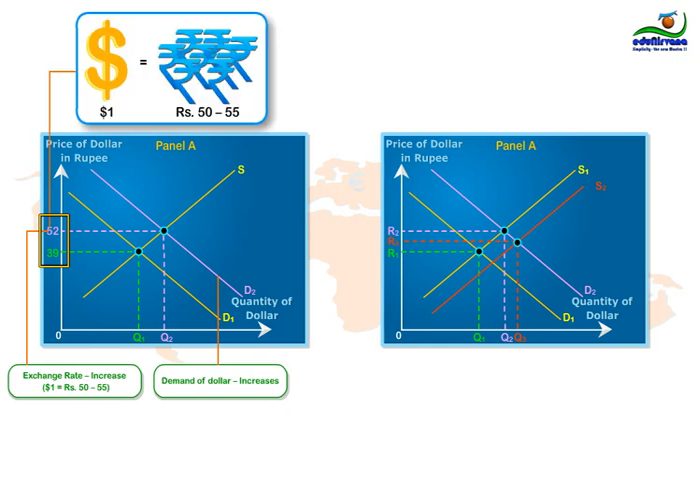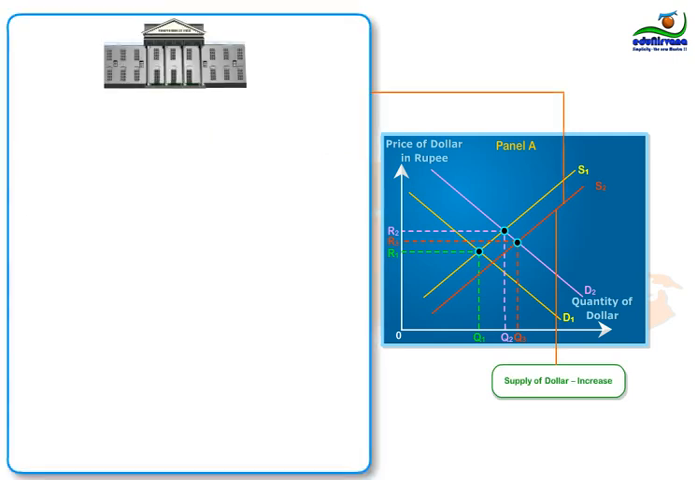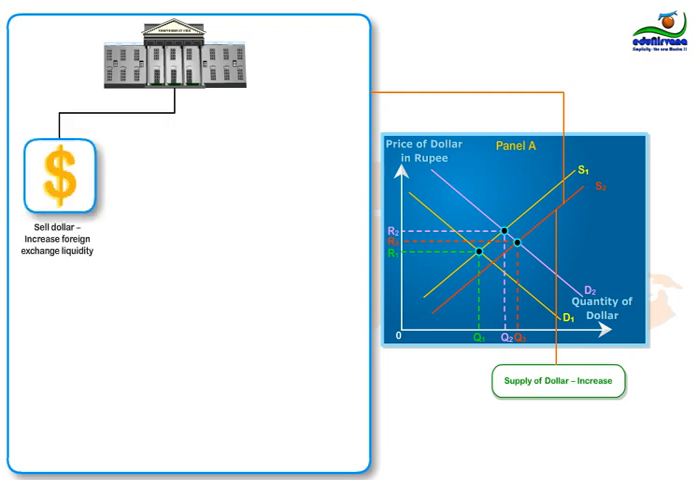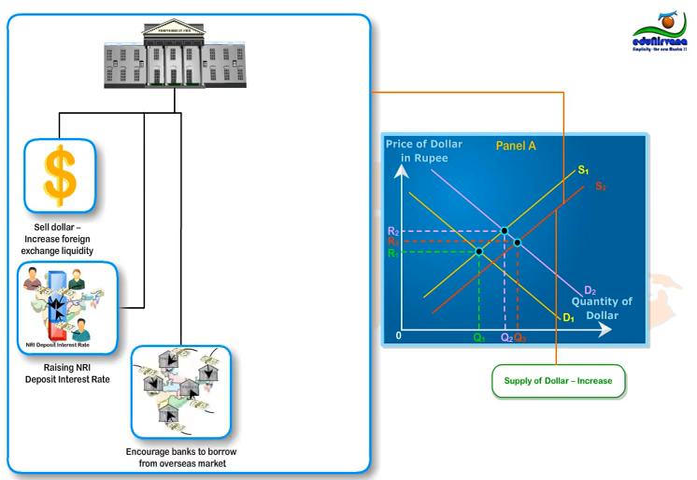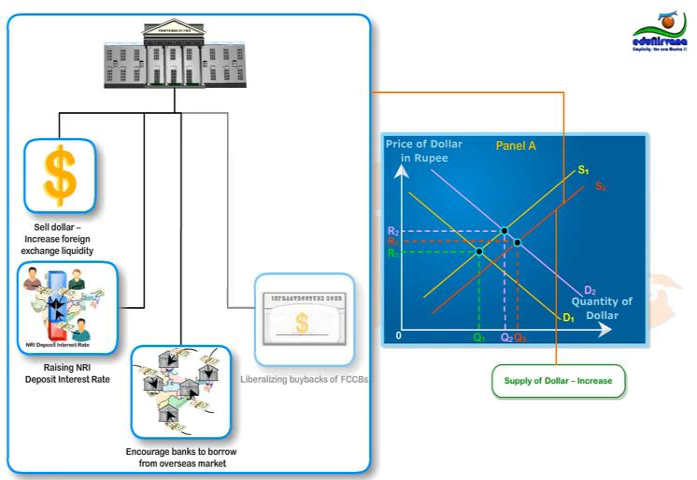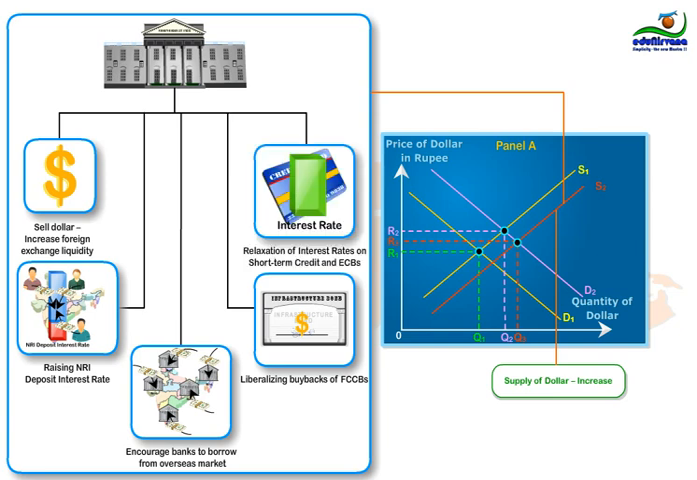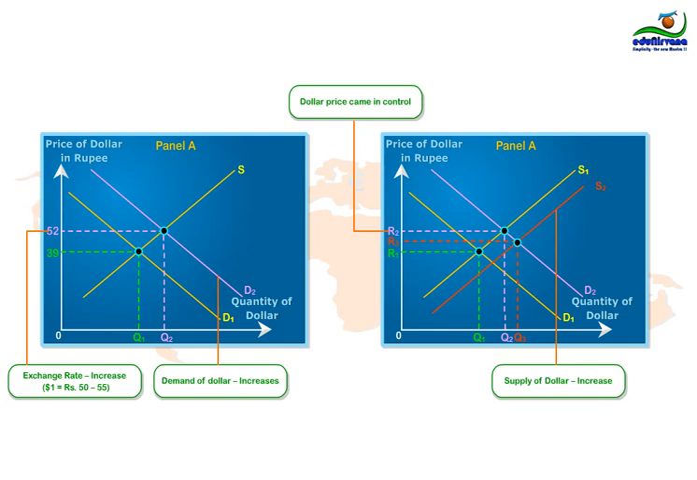rupees per dollar. The measures taken by the Reserve Bank since September 2008 were essentially to improve foreign exchange liquidity by way of selling dollars into the market, raising interest rate ceilings on non-resident Indian, that is NRI, deposits, providing flexibility to banks to borrow in overseas markets, liberalizing premature buyback of foreign currency convertible bonds, that is FCCBs, and relaxation of ceiling interest rates on short-term trade credit and external commercial borrowings, that is ECBs. The dollar price came in control.